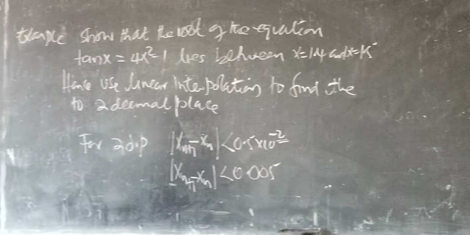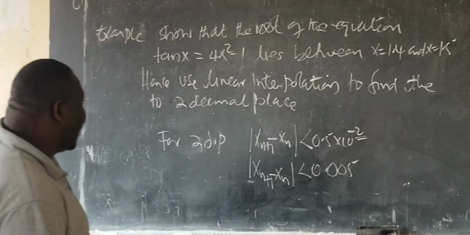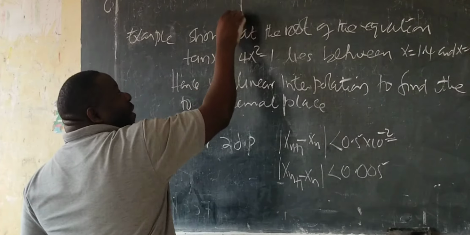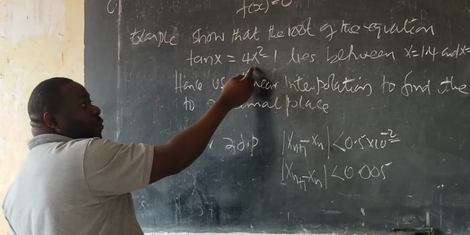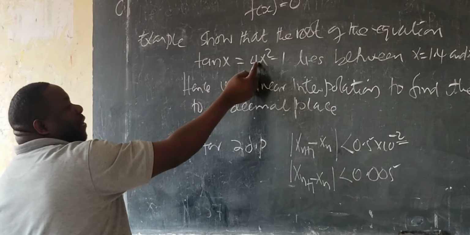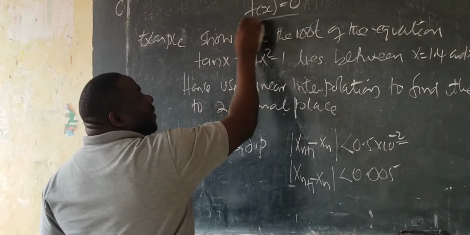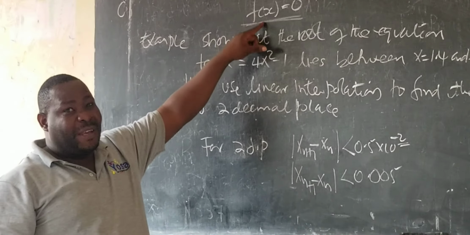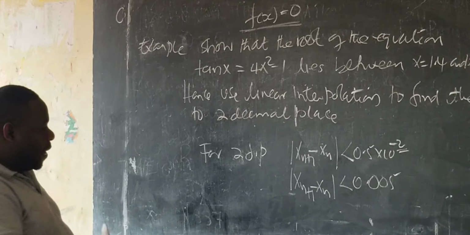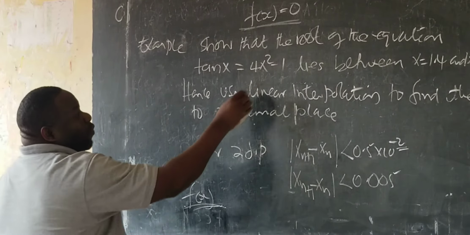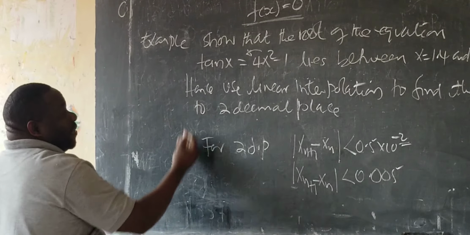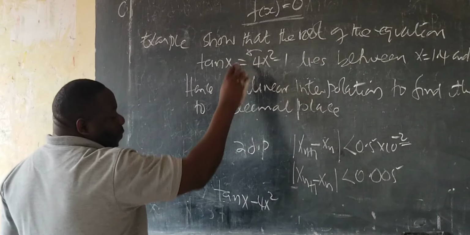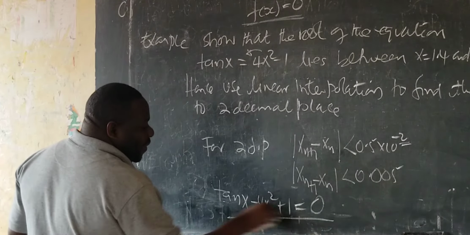We start by showing that the root lies within the interval. The equation is tan x equals 4x squared minus 1, but remember the equation we want is in the form f of x equals 0. So we bring this one to this side and that one to that side, such that it becomes tan x minus 4x squared plus 1, everything equal to 0. So that is the form that we are using.